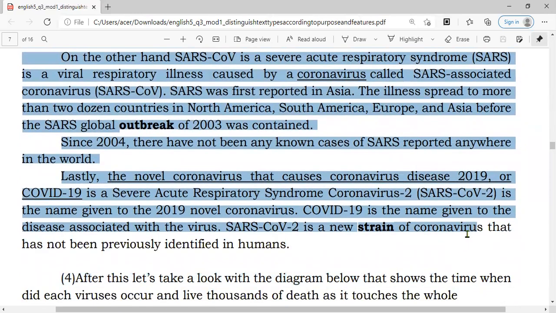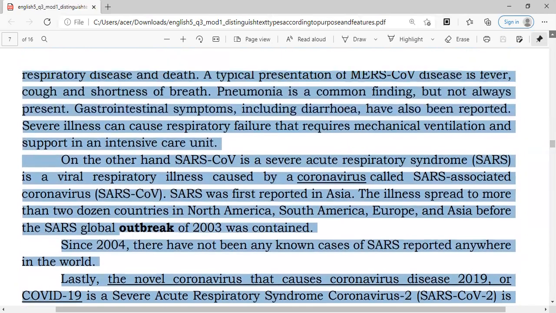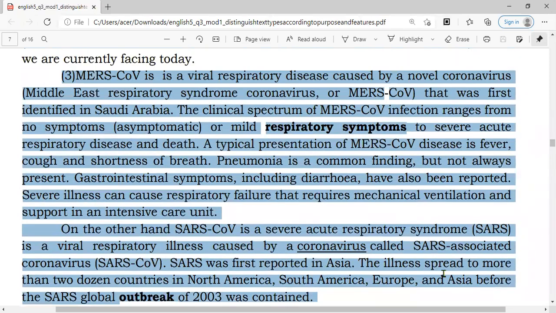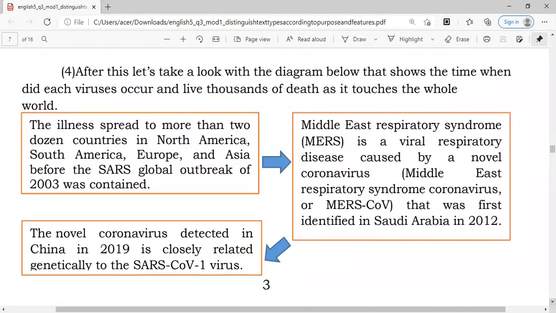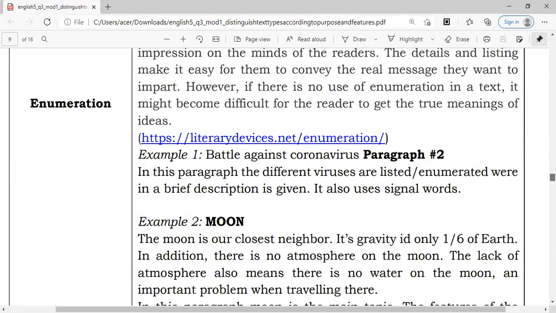Classification of viruses: MERS-CoV, SARS-CoV, and COVID-19. Each of the viruses is being classified, or they are grouped together. Okay, next, so we're done with classification and enumeration.